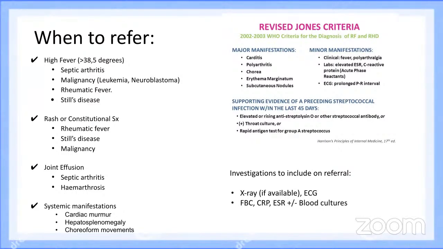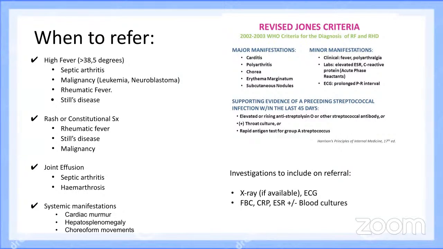We've identified high fever as being an important identifying tool, that being greater than 38.5 degrees. In conditions like septic arthritis, malignancy, rheumatic fever, and Still's disease, you can find high fevers. Still's disease is an inflammatory condition of uncertain etiology that usually presents with a high spiking fever in the early evening and afternoon, and is associated with a salmon-colored rash.